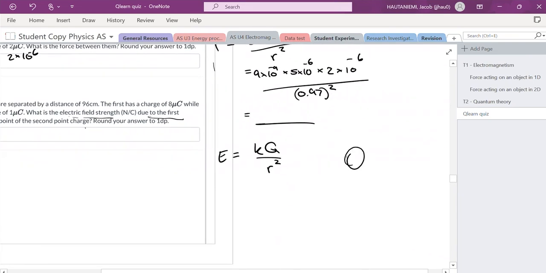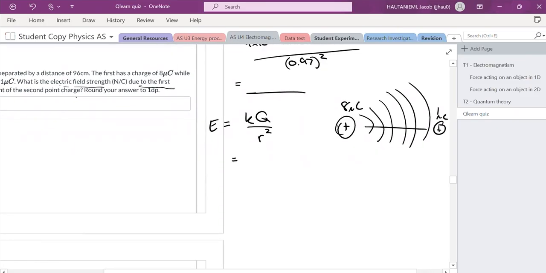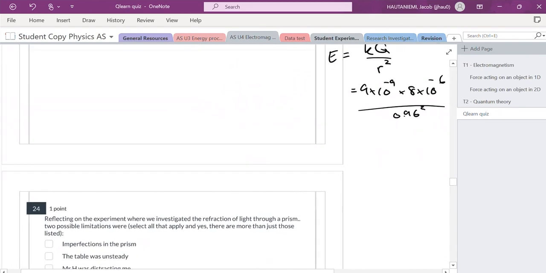So we've got those two charges. They're both positive. This one is 8 microcoulombs, and this one is 1 microcoulomb. Okay, and this is radiating out some electric field. So it's going to be 9 times 10 to the 9. We're doing it due to the first, so it's 8 times 10 to the negative 6. And then it is 0.96 meters away. Squared. There's your answer.